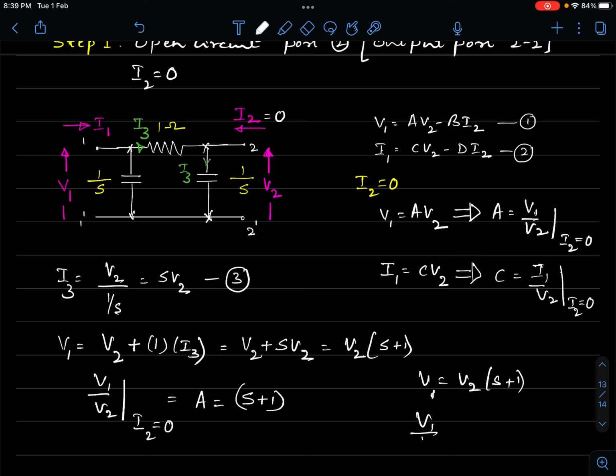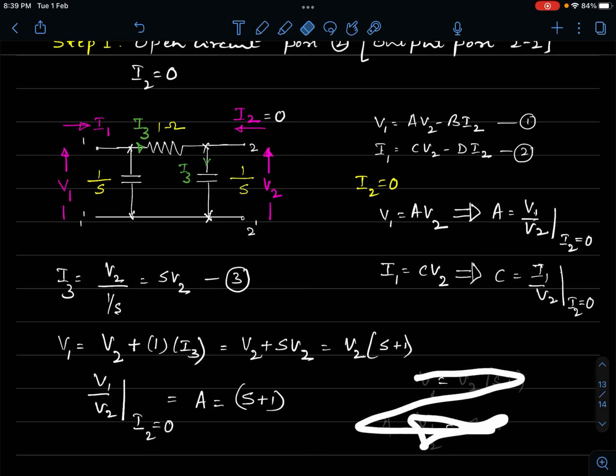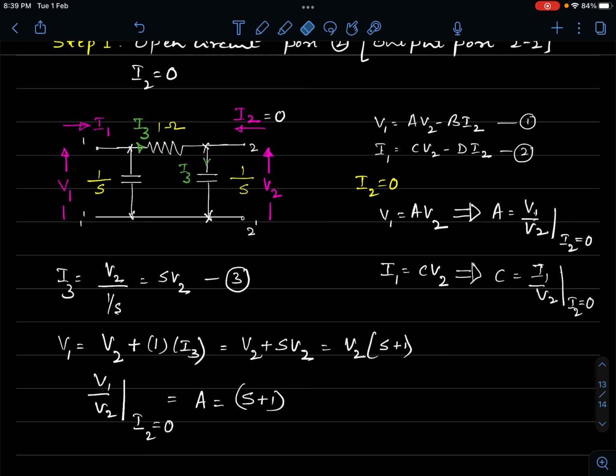Therefore, I take V2 to the other side, and eventually this is A. That's all I have done. I suppose it's clear. So we are able to determine the parameter A in terms of the network elements. A is S plus 1 or 1 plus S, whichever way we want to write. So we will write A is equal to S plus 1. This is my A.